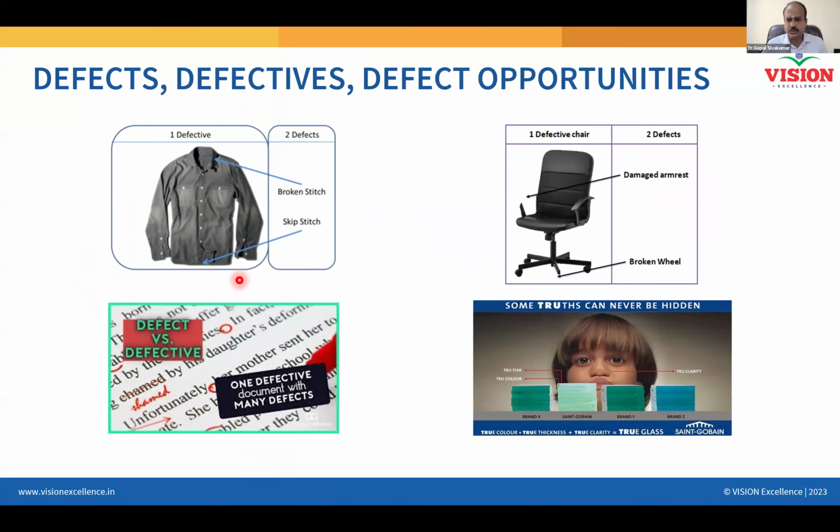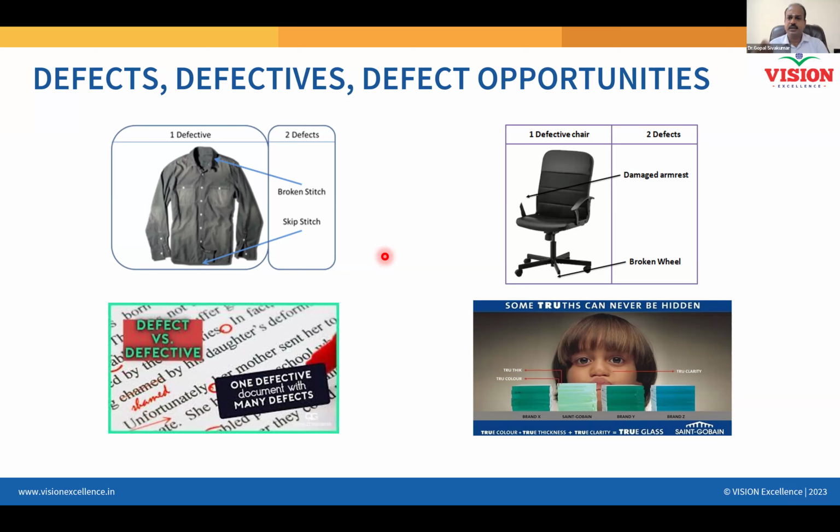You already understood the difference between defects and defectives. Defectives refers to the rejected parts. However, defects refers to the non-conformances that are present in your product, so that you can rework on those non-conformances and make your products acceptable, right? So that's the basic difference between defects and defectives. This is applicable to any kind of product and any kind of service.